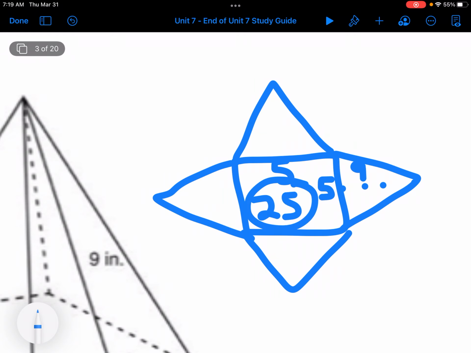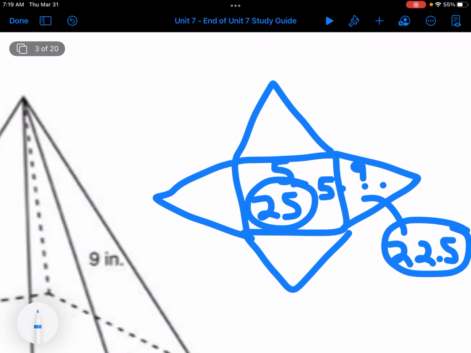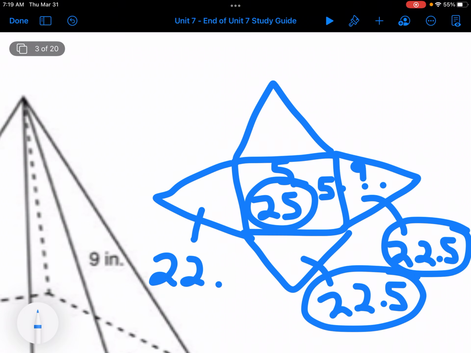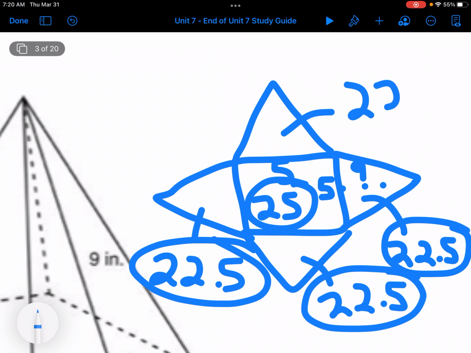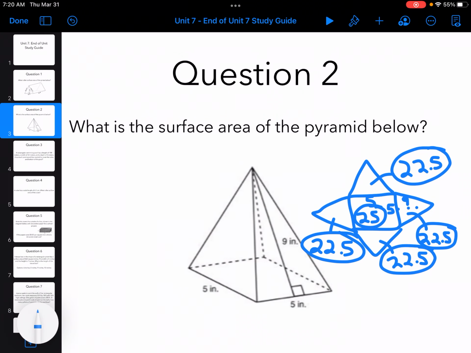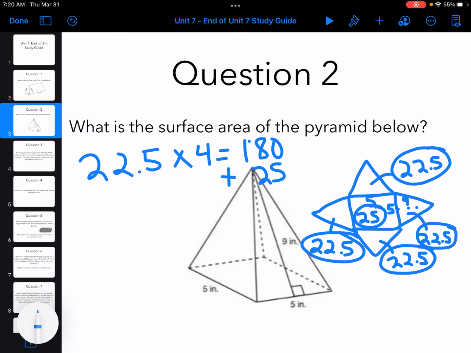And then 5 times 9 is 45, and then divided by 2, my area is going to be 22.5 for each of my triangles, because the area of a triangle is base times height divided by 2. So from there, I'm going to add all those numbers up. Because there are 4 that are all the same, I'm going to multiply by 4, and I'm going to get 180. And then I'm going to add the base, which is what everybody always forgets, that 25 for the base. And I get 115, and it's going to be inches squared because it's surface area.